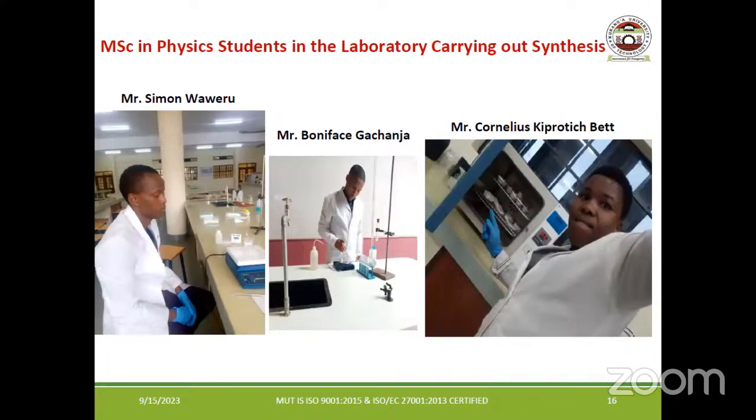Now, this research is mainly carried out by three Master of Science in Physics students, and these students have just taken a sample of their photos when they are busy in the laboratory. The first student is called Mr. Simon Waweru. Mr. Simon Waweru is the one carrying out research on titanium dioxide. Mr. Boniface Gachanja is an MSc in Physics student doing research on cadmium oxide, while Cornelius Betts is carrying out the research on zinc oxide.